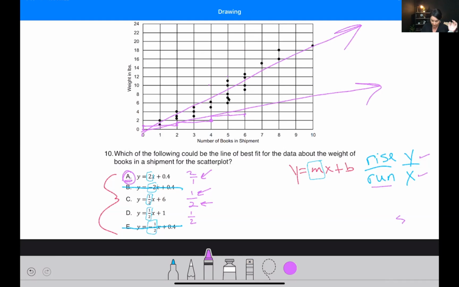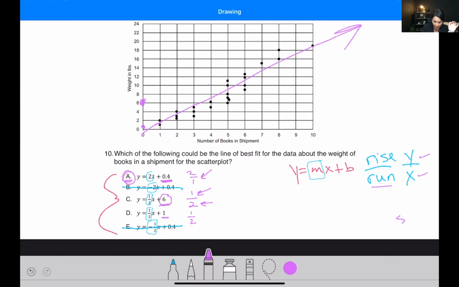Another thing that you can check just to make sure is this number here. This is the y-intercept. Where does it start? In this case, if we were to take this and draw a line, we'd really be starting right around here, which is 0.04. If we started at 6, look, 6 is way up here. That's for C.